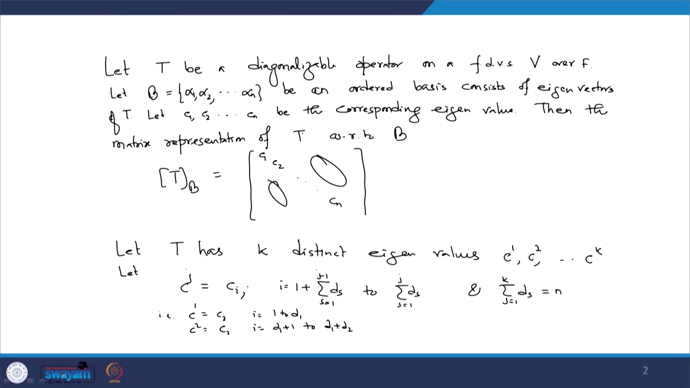So, let T be a diagonalizable operator on a finite dimensional vector space V over the field F, and let B = {alpha 1, alpha 2, ..., alpha n} be an ordered basis consisting of eigenvectors of T, and say c1, c2, ..., cn are the corresponding eigenvalues. Then the matrix representation of T with respect to B is a diagonal matrix like this, whose diagonal entries are c1, c2, ..., cn. All other entries are 0.